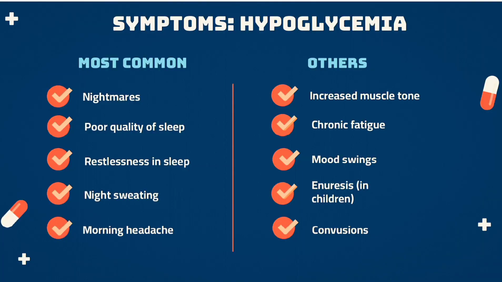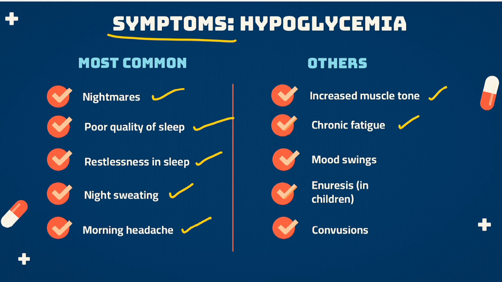Let's see what the symptoms of nocturnal hypoglycemia are. A person with nocturnal hypoglycemia may have symptoms like nightmares, poor quality of sleep, restlessness during sleep, and night sweating. He may feel a morning headache. Apart from that, some other symptoms are also there, like increase in muscle tone, chronic fatigue, mood swings, enuresis, which is most likely in children, and sometimes a person can also develop convulsions.